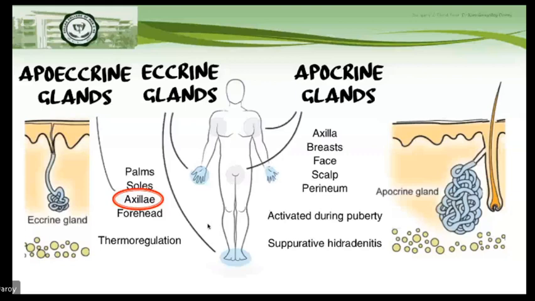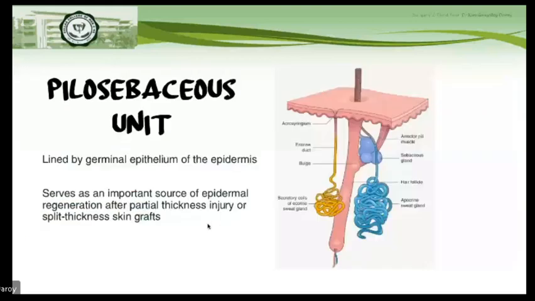Now, this is your pilosebaceous unit, which is a multi-component unit made up of hair follicle, sebaceous gland, and erector pili muscle, as well as sensory organs. These units are responsible for the production of hair and sebum, and are present almost entirely throughout the body except for the palms and the soles and mucosa. They are lined by the germinal epithelium of the epidermis, and thus they serve as an important source of epidermal regeneration after partial thickness injury or split thickness skin grafts.